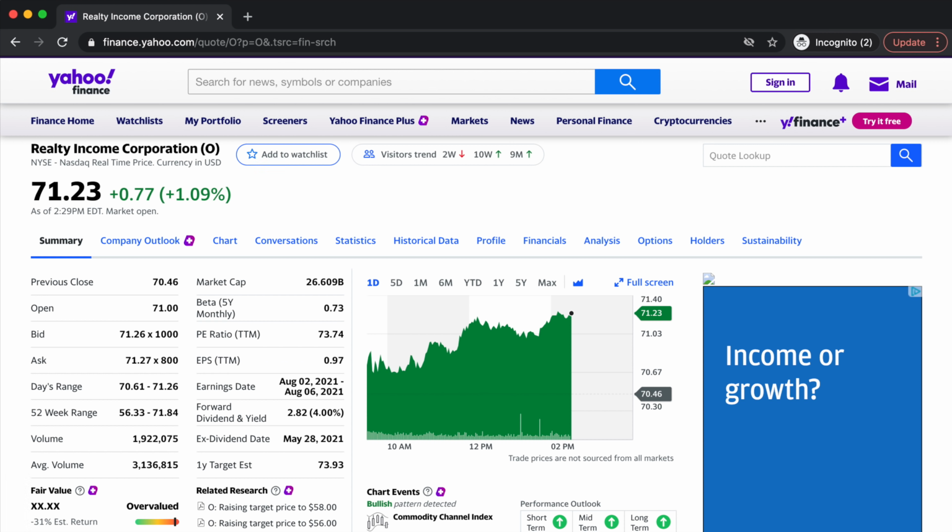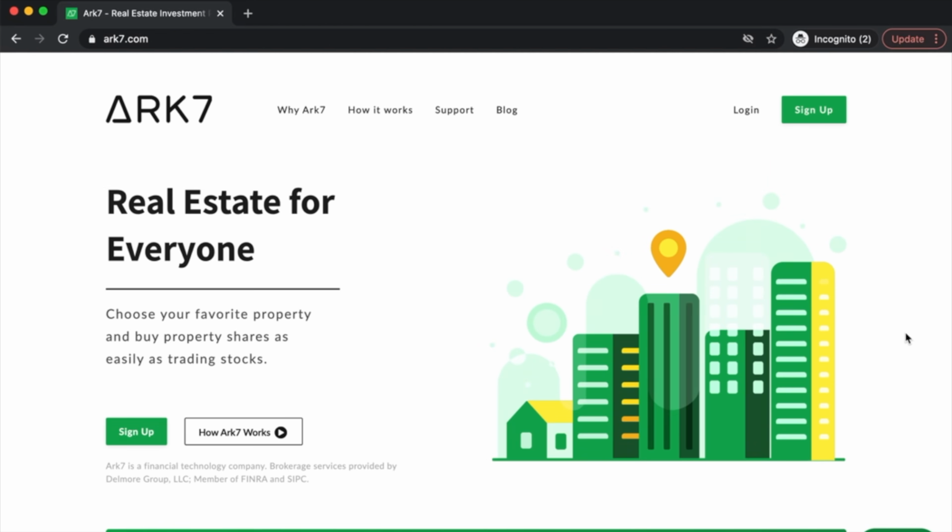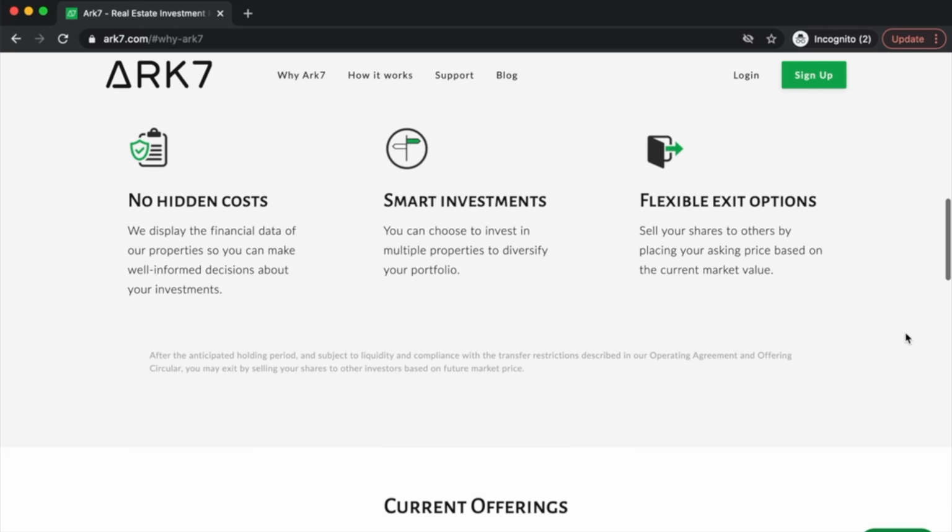But with some of the websites I just mentioned, you can invest in specific states, cities, or just in individual properties. Maybe you want to invest in just 1 or 2 apartment buildings specifically. Buying a publicly traded REIT won't give you that option, but platforms like ARC7 do give you some of that freedom.